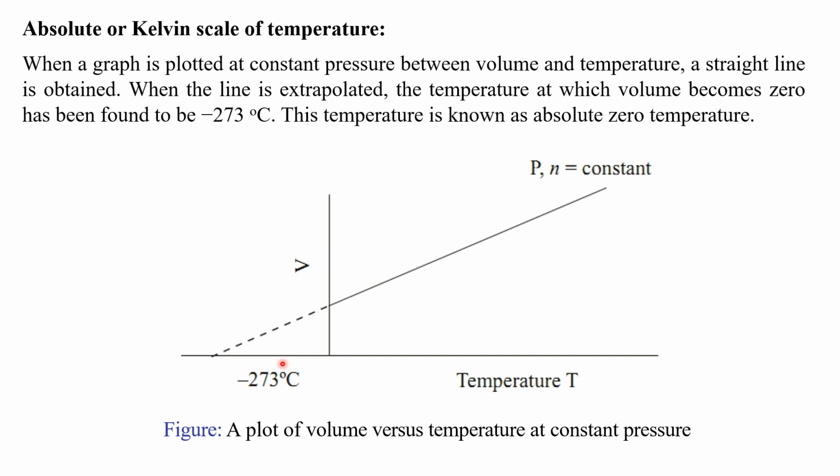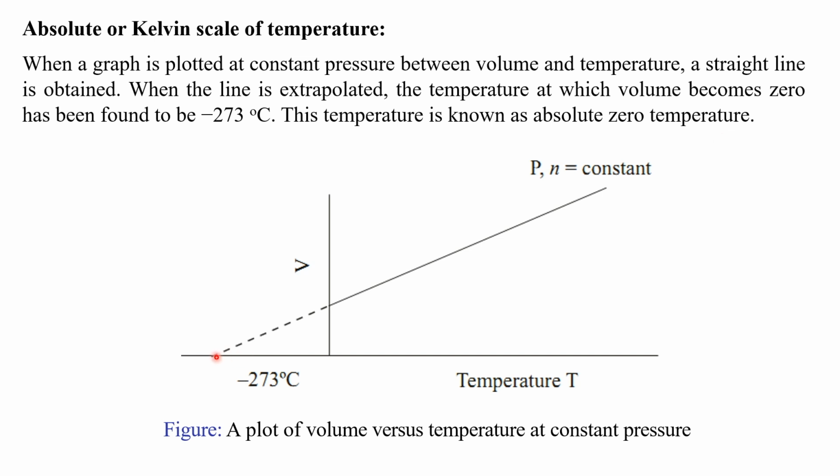When a graph is plotted at constant pressure between volume and temperature, a straight line is obtained. When the line is extrapolated, the temperature at which volume becomes 0 has been found to be minus 273 degrees Celsius. This temperature is known as absolute zero temperature.